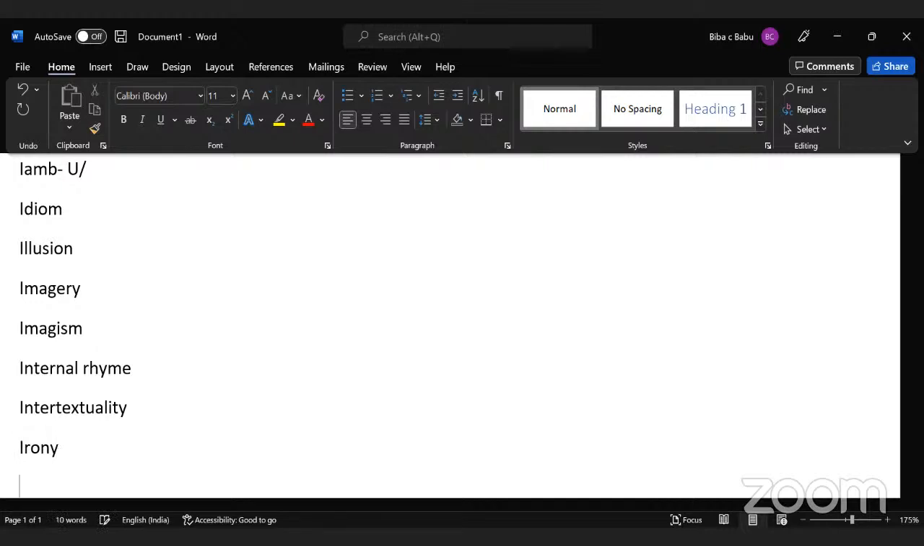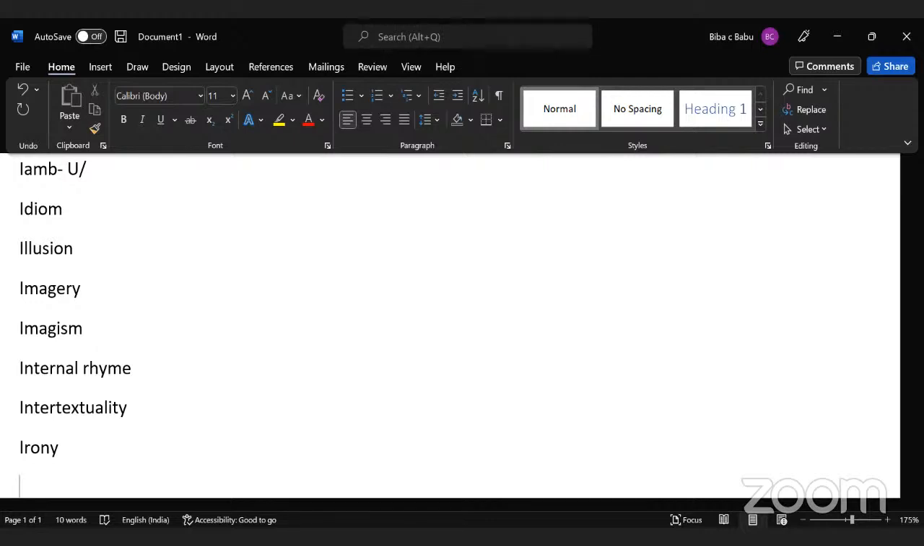Next word is irony. Irony is the use of words in such a way that the intended meaning is something other than the actual words. So the words will have a certain meaning, but what it intends is something different. For example, if I say, oh, you are too early for the next class, in an ironic sense it means you are late. In the literal sense, it should mean that you are early, but in the ironic sense, it means you are late.